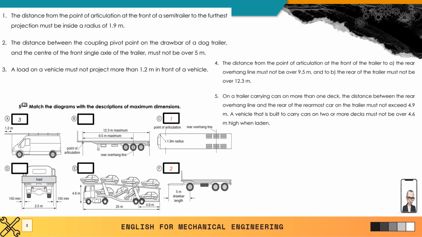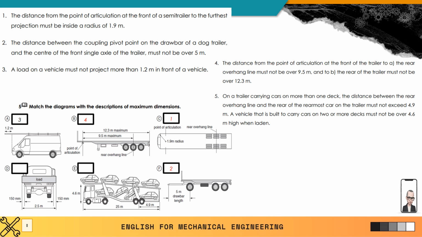Number 4, the distance from the point of articulation front of the trailer to the rear overhang line must not be over 9.5 meters, and the rear of the trailer must not be over 12.3 meters. Okay, once again, we can just focus on the numbers here, 12.3, 9.5. We will see diagram B will be number 4 right here.